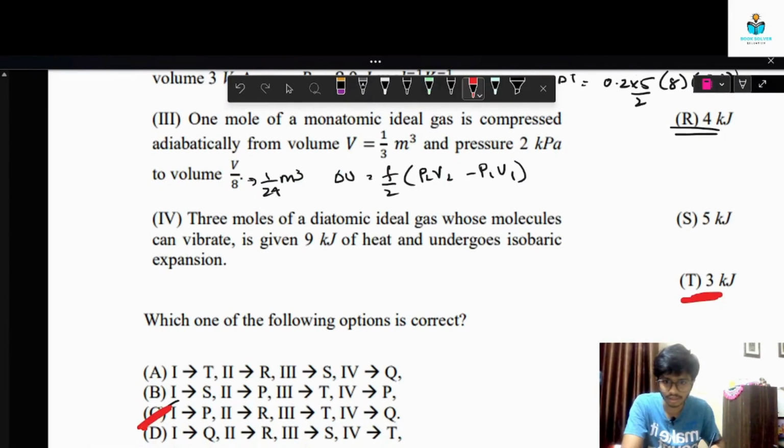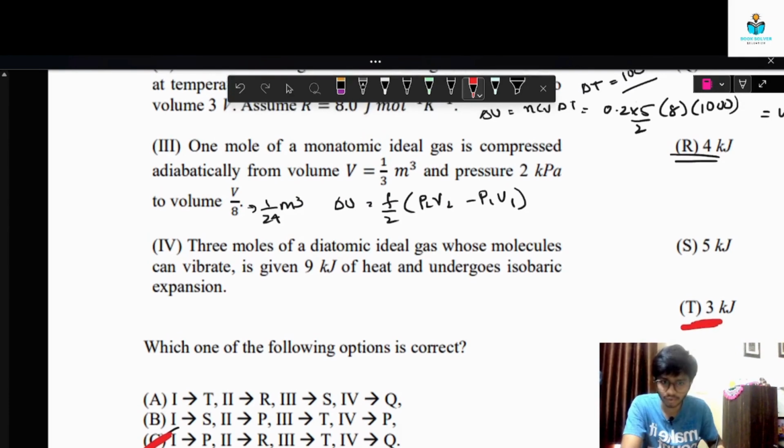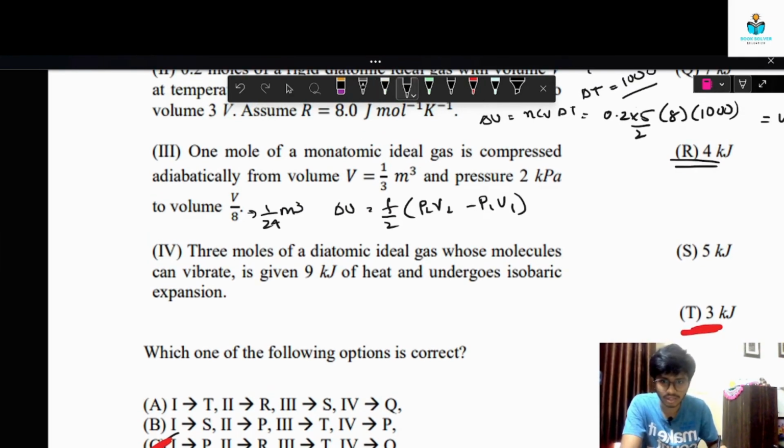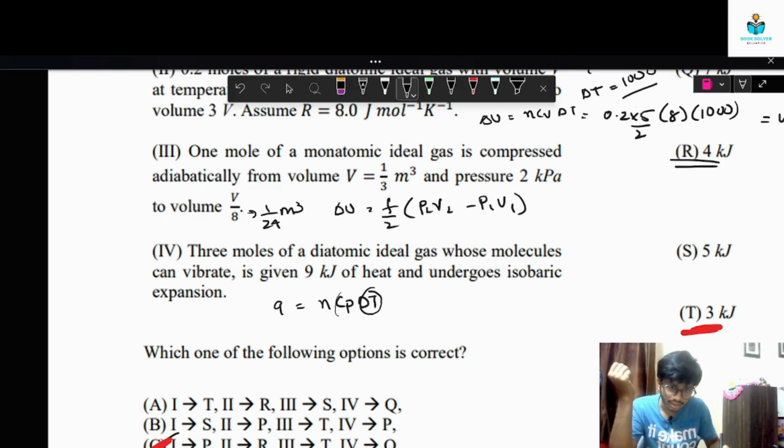Did I get it right? Yes, 3 is T. Now the fourth one, it undergoes isobaric expansion. Fine. 3 moles of diatomic gaseous molecules that can vibrate is given 9 kilojoules of heat and undergoes isobaric expansion. So heat is 9 kilojoules, which is basically N Cp delta T. From here we can get the value of delta T. How do I know it's Cp? Because it's an isobaric process.